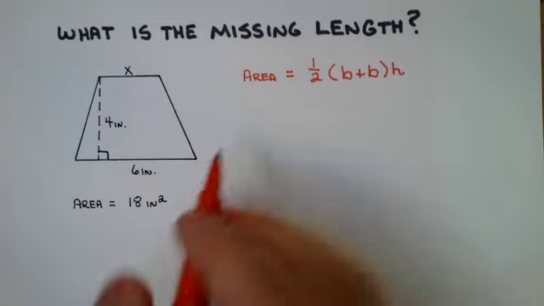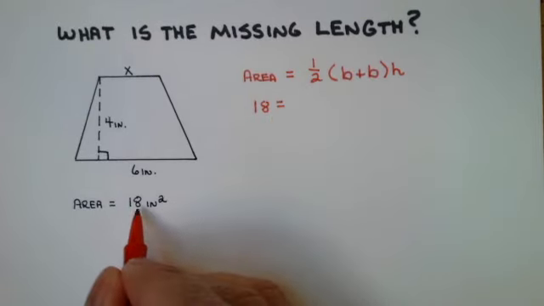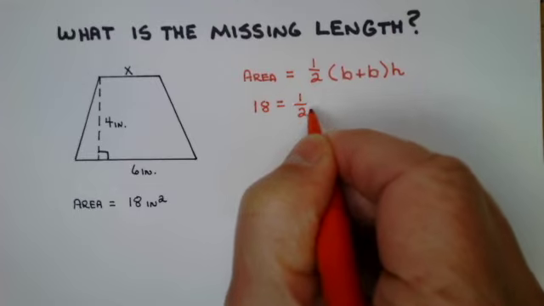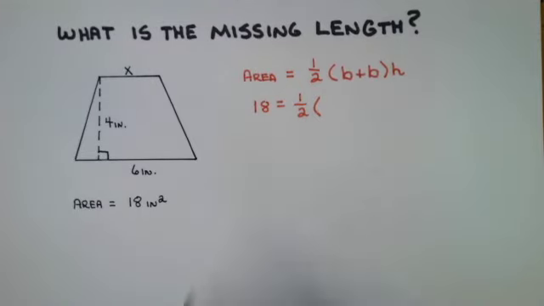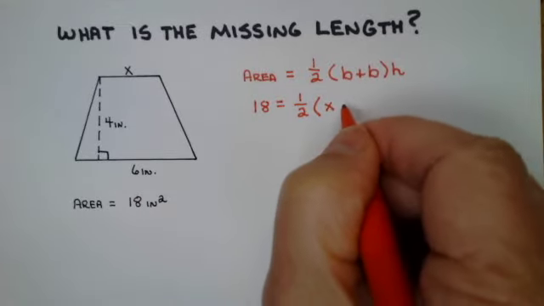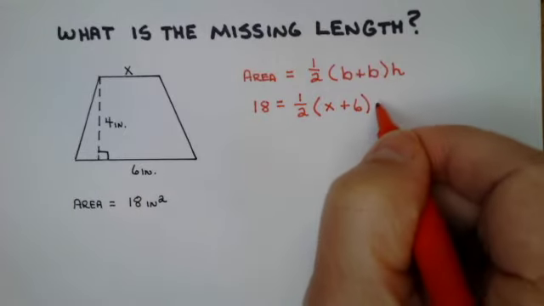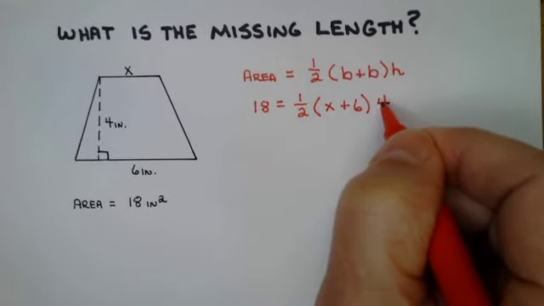What I have left over is what I'm solving for. The area is 18 inches squared. So we're going to put 18 for the area right there. 1/2. One of my bases is x. Another one of my bases is 6. And I have the height. The height is 4. It goes right there.